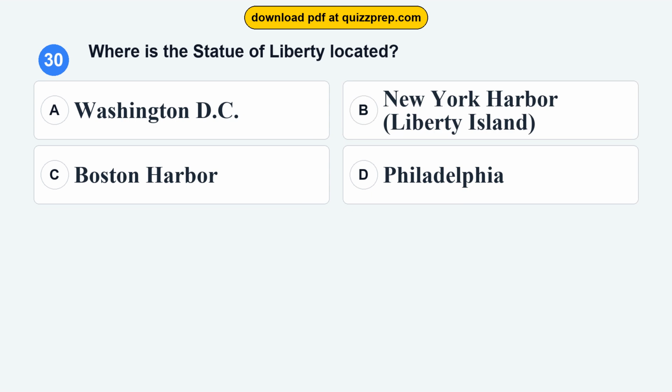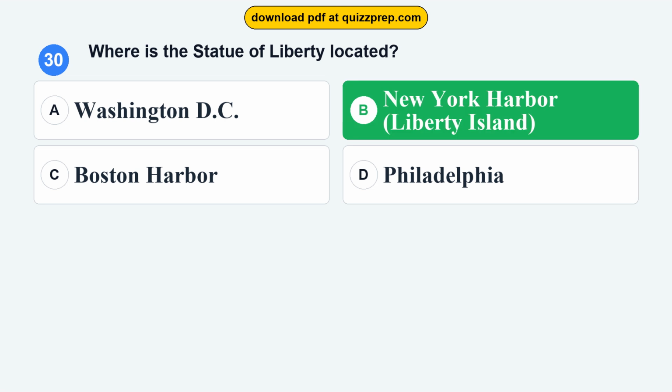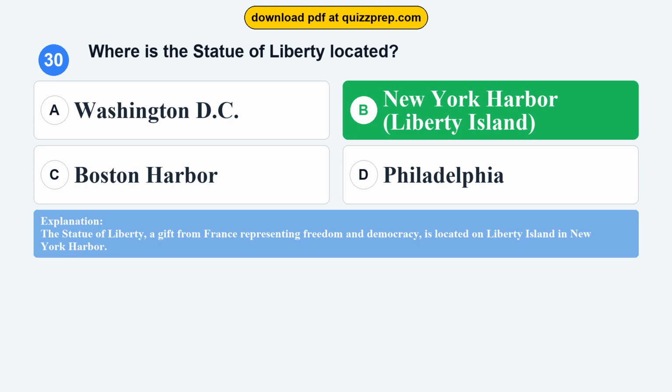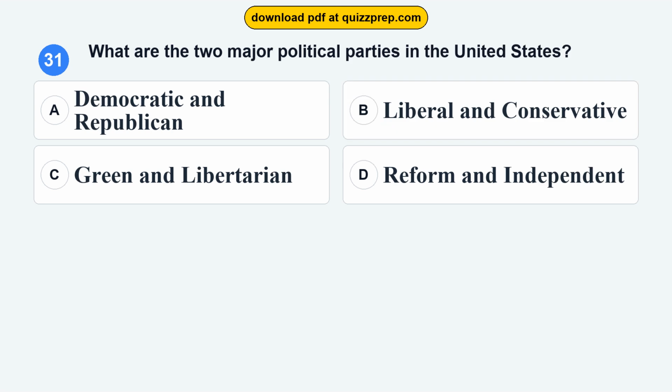Question 30. Where is the Statue of Liberty located? Option A, Washington, D.C. Option B, New York Harbor, Liberty Island. Option C, Boston Harbor. Option D, Philadelphia. The correct answer is option B, New York Harbor, Liberty Island. The Statue of Liberty, a gift from France representing freedom and democracy, is located on Liberty Island in New York Harbor.